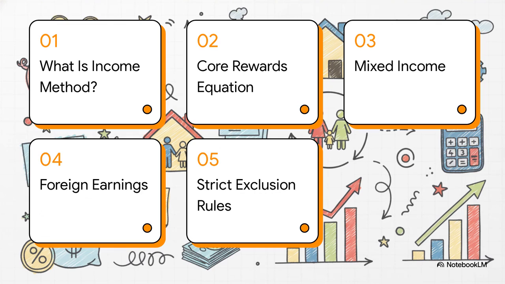Okay, let's lay out a quick roadmap for this Explainer. First, what is the income method? Second, we'll build the core rewards equation. Third, understanding mixed income. Fourth, factoring in foreign earnings. And finally, the all-important strict exclusion rules. We're basically going to build this national income equation piece by piece, just like a recipe.